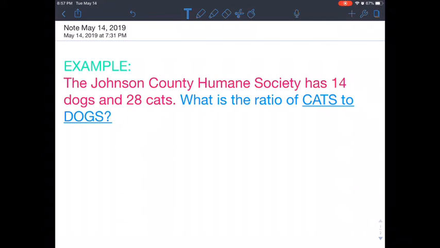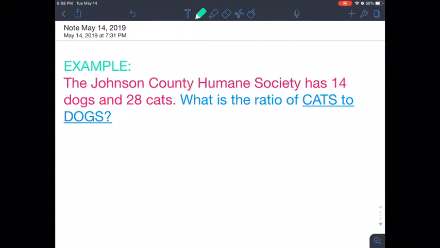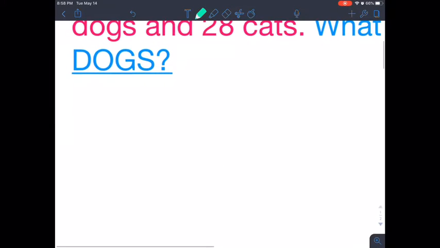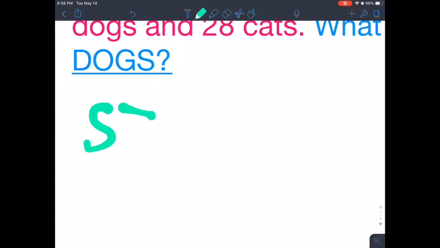Now let's do an example. The Johnson County Humane Society has 14 dogs and 28 cats. What is the ratio of cats to dogs? When doing ratios, you must always write the ratio or fraction in simplest form, or SF.